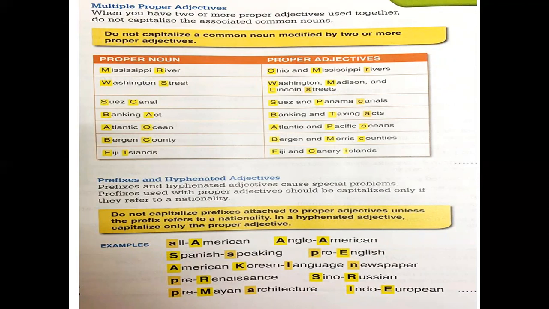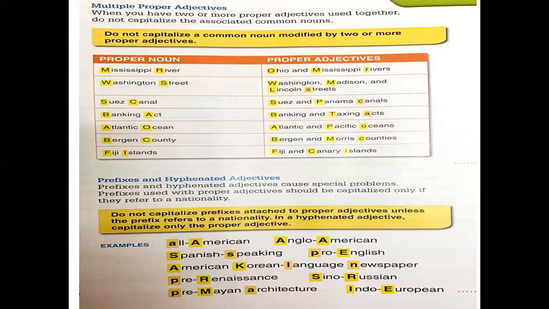Now in this one we have compound proper nouns to describe the third noun, or you can say compound proper adjective. So we will not capitalize the common noun that's coming up. It will not capitalize R of river. In the same way, Washington Street alone is capitalized. But Washington, Madison, and Lincoln Street, we are talking about three different streets. And we are using street one time with all three, Washington, Madison, and Lincoln. So we will not capitalize it. In the same way, you can see the later examples of this rule.